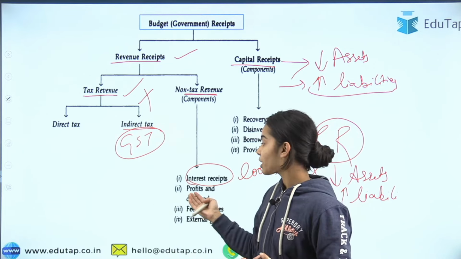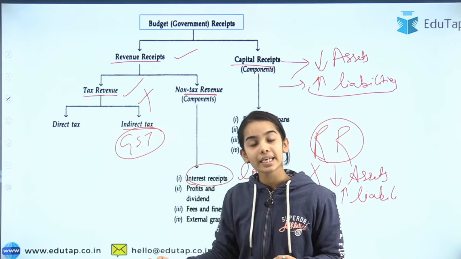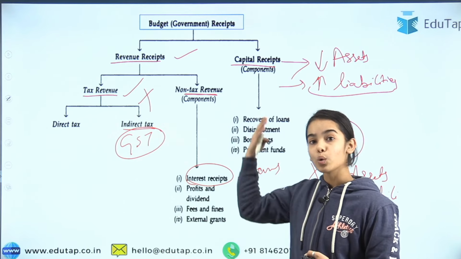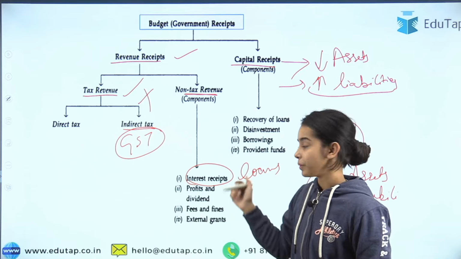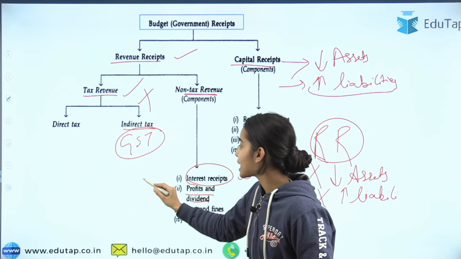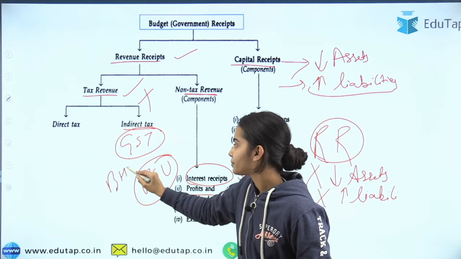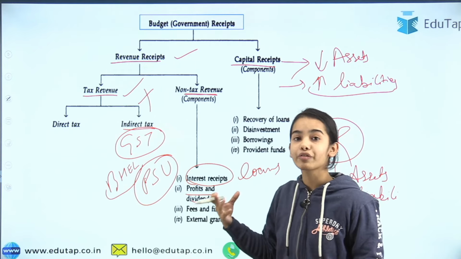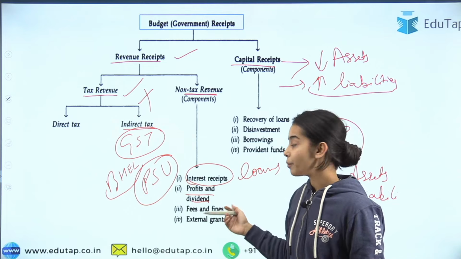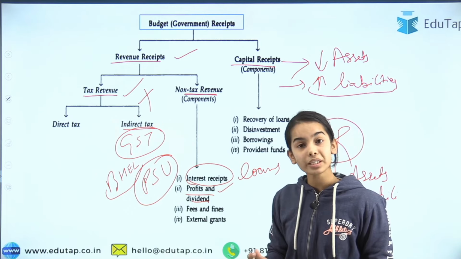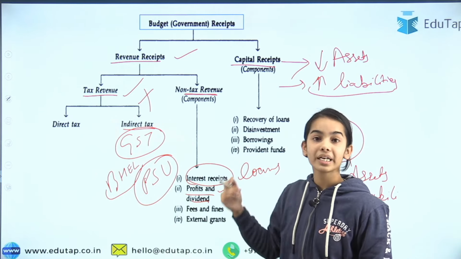It is the interest payments that the government continuously gets because it has given some loans some years before, maybe. Profits and dividends, the profits that it is getting from the public sector undertakings, like BHEL, or through railways or through different public sector undertakings of the government. The government is getting the profits and dividends regularly. Through that also the government gets the money.